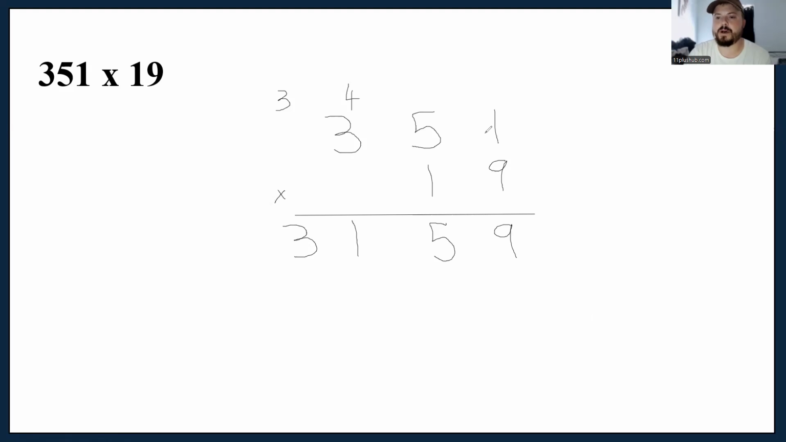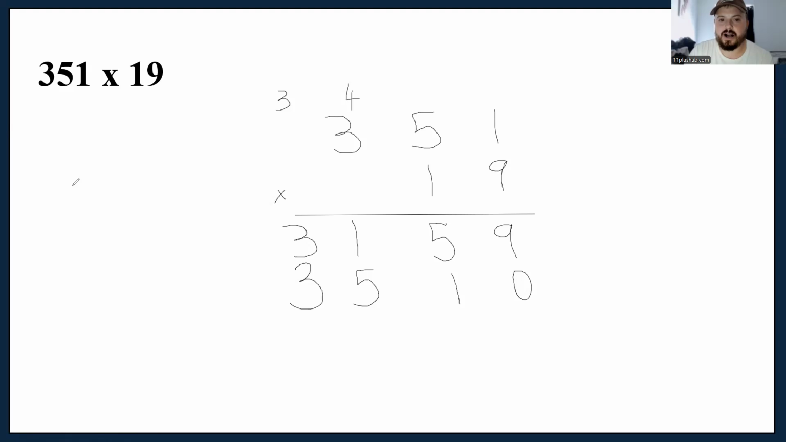Now, remember, before we multiply this number by 351, I need to put my placeholder 0 in the ones column. And now I'm going to go ahead and do it. Okay, so 1 multiplied by 1 is 1. 1 multiplied by 5 is 5. 1 multiplied by 3 is 3.